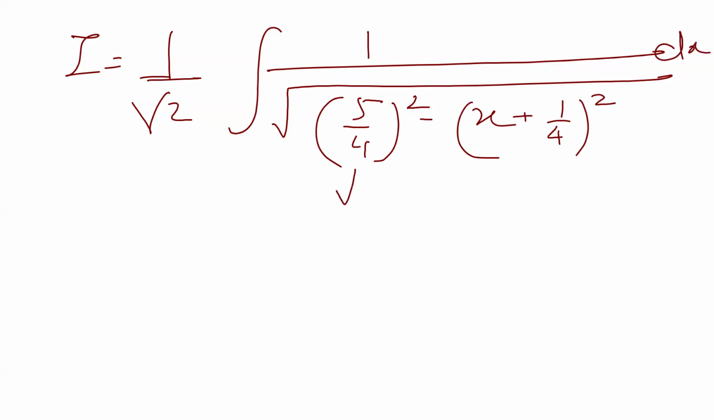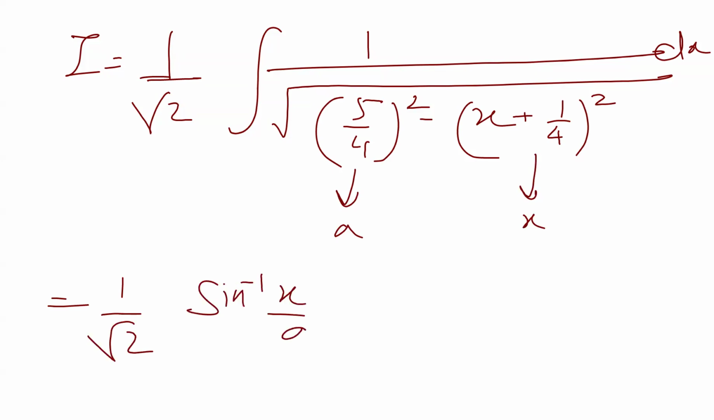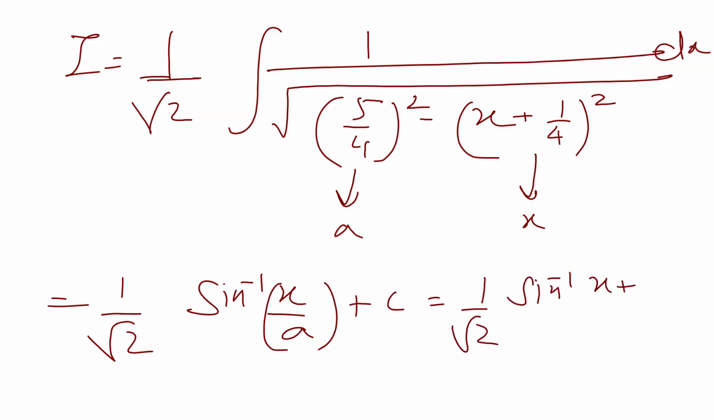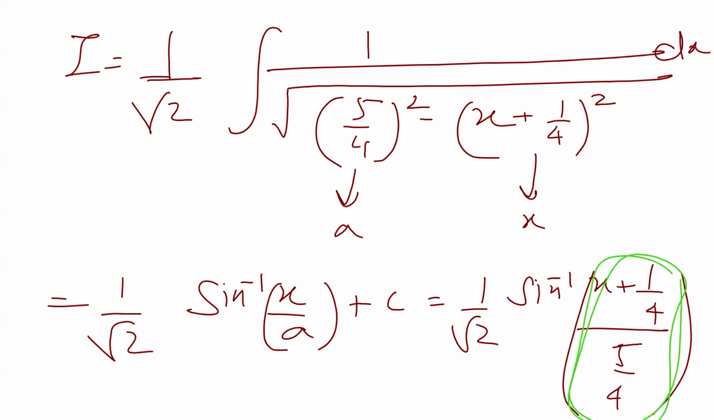Okay, so this is a and this is x. 1 upon root of a square minus x square. So sine inverse of x by a, that is the answer, plus c. So sine inverse of x is x plus 1 by 4, and a is 5 by 4, upon d by dx of x plus 1 by 4, which is 1. Moreover, what you should do is simplify the term inside the round bracket. So this will be 4x plus 1 upon 5. Okay.